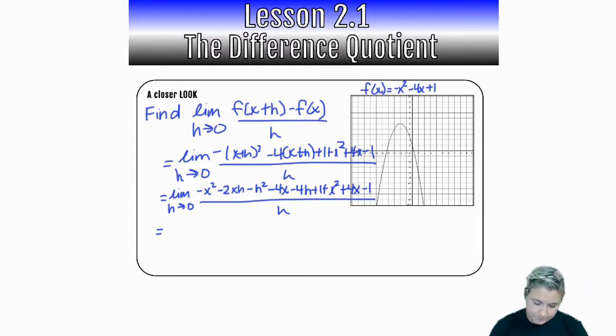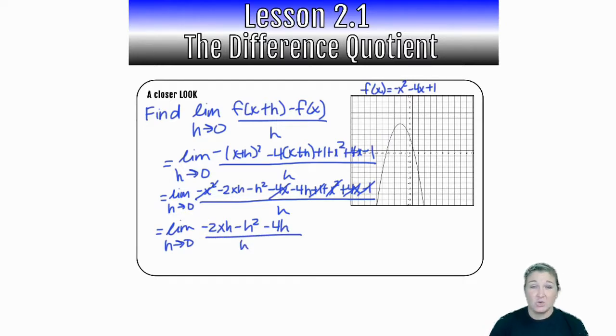If you end up with something that doesn't, it's not necessarily that you did anything wrong, but just go back and double check. So the limit as h approaches 0, you can see my x squareds subtract out, my 4x's subtract out, and my 1 subtracts out. So I'm left with negative 2xh minus h squared minus 4h, all divided by h. And you could factor out an h, or just go ahead and divide them out.